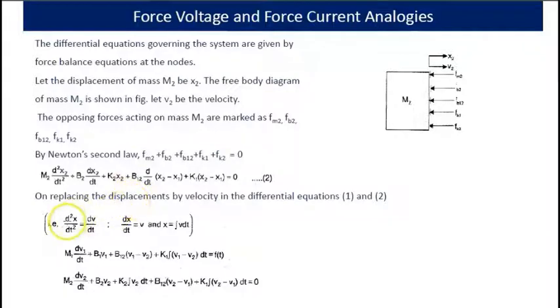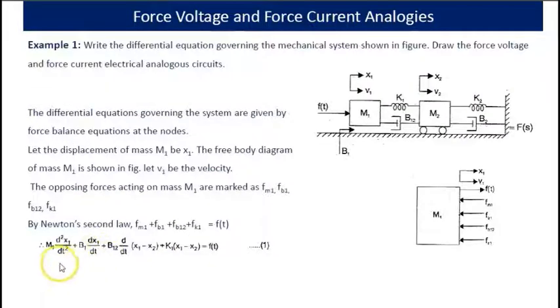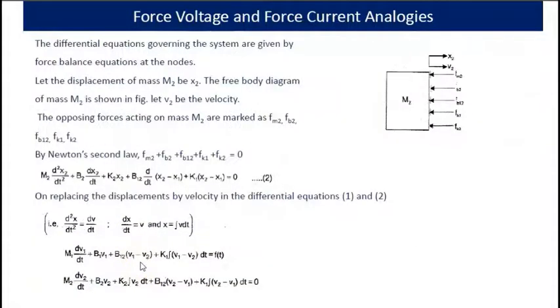So here this step you have to remember. Here you have to replace displacement by velocity. So d square x by dt square is equal to dv by dt, dx by dt is equal to v, and x is equal to integral v dt. So substitute these values in this equation, and you will get this equation. First substitute in this equation and then in this equation. So these two equations.